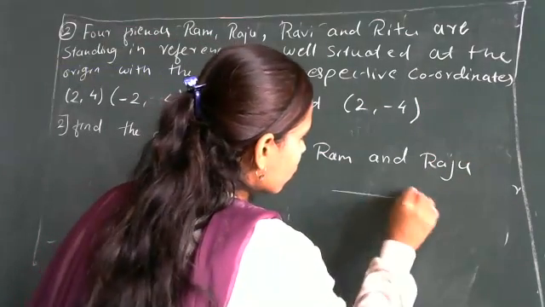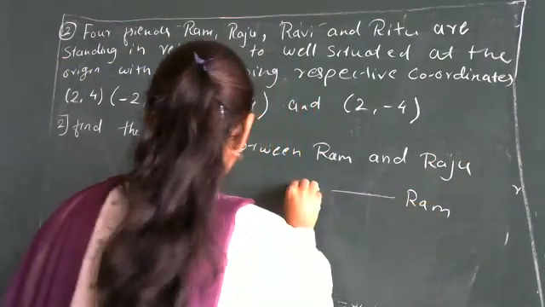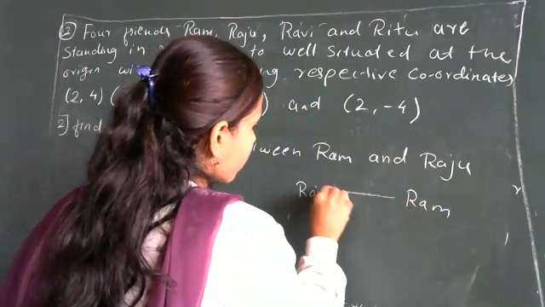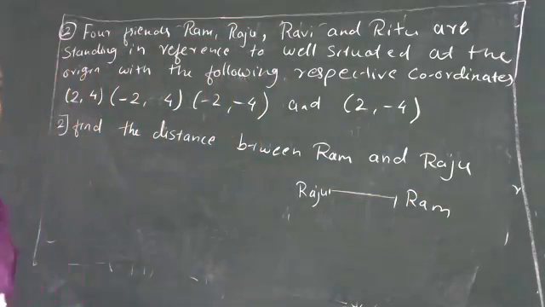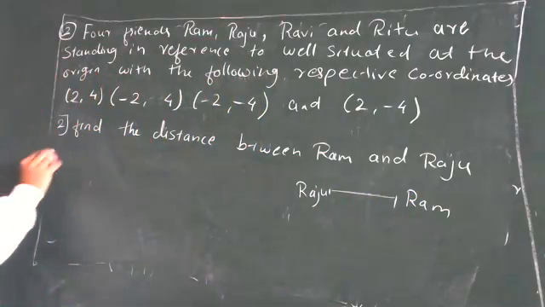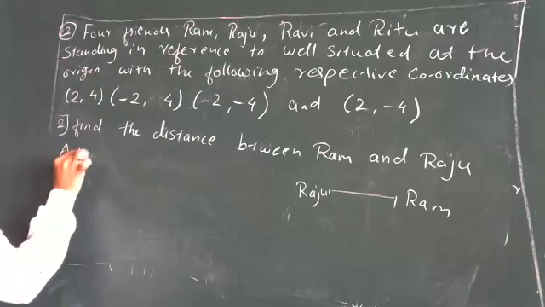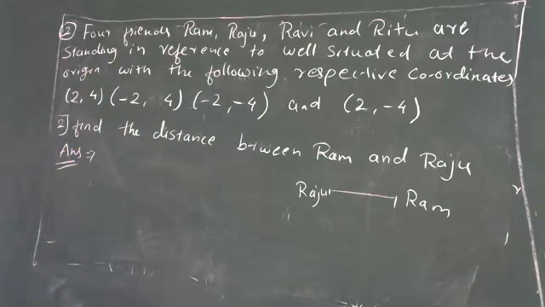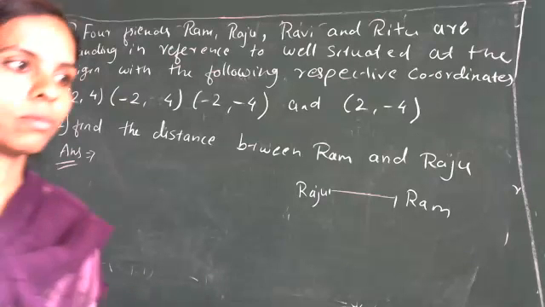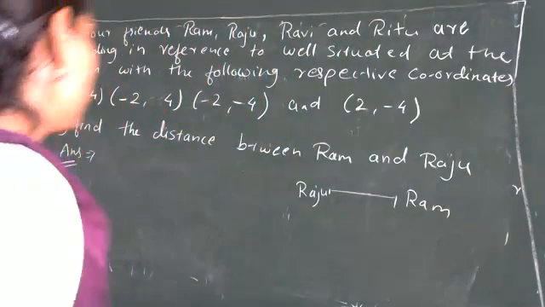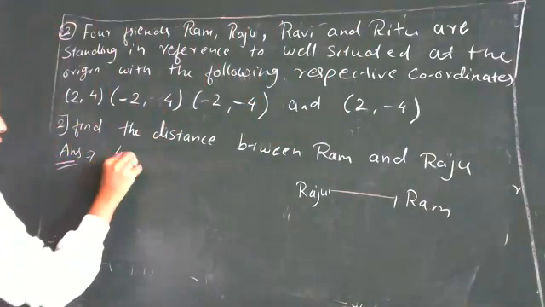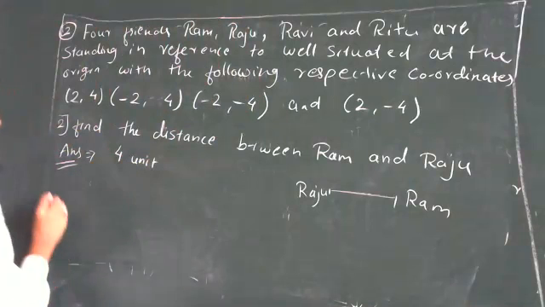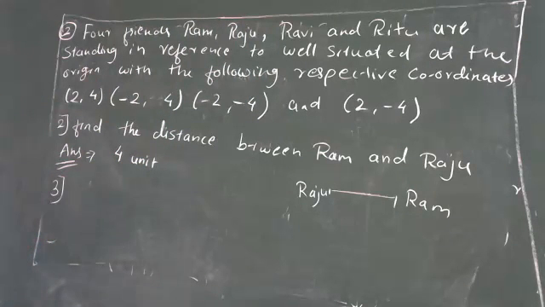When we have drawn, somewhere here we are having Ram and here Raju. So how much distance was that? It is the breadth of the rectangle. What is the breadth we have taken for the first question? Yes, it is 4. So we have this as 4 units. If it is mentioned with meter or centimeter, you can write that. So it is 4.